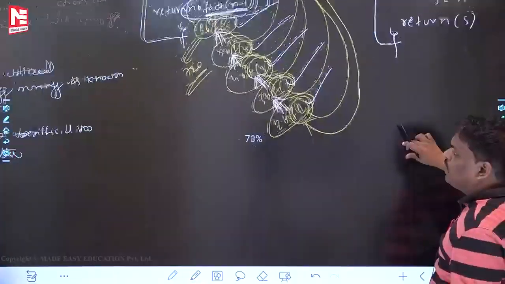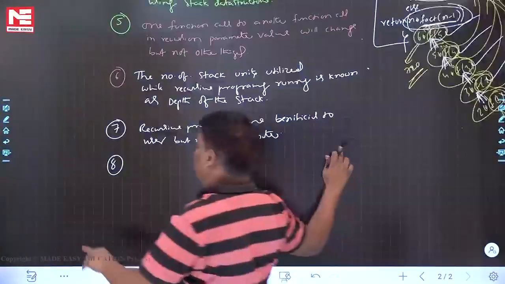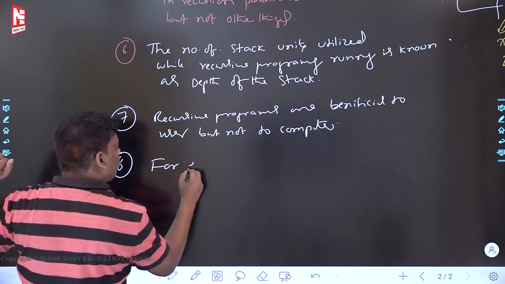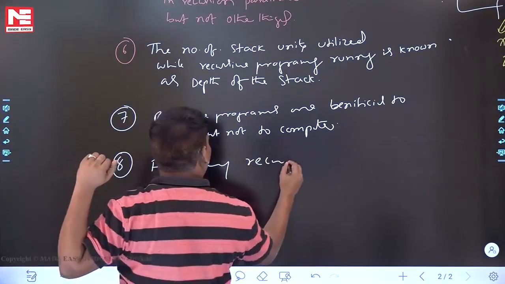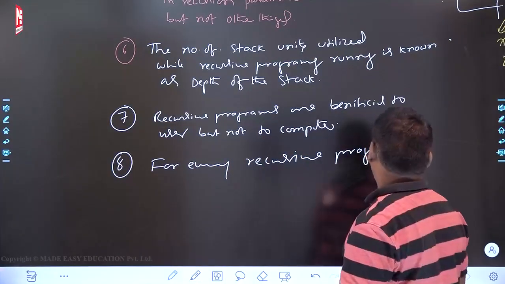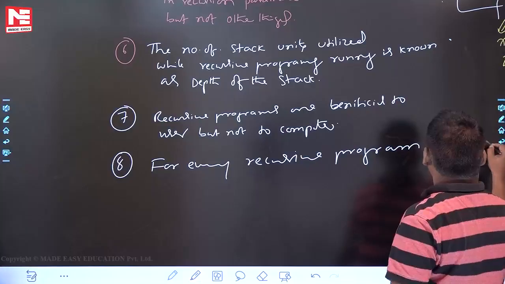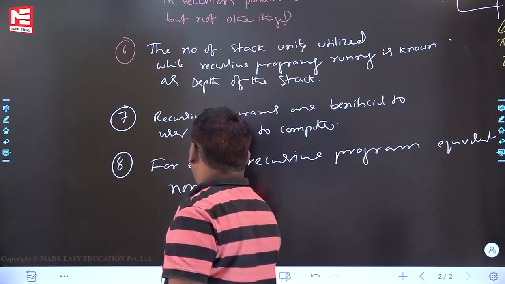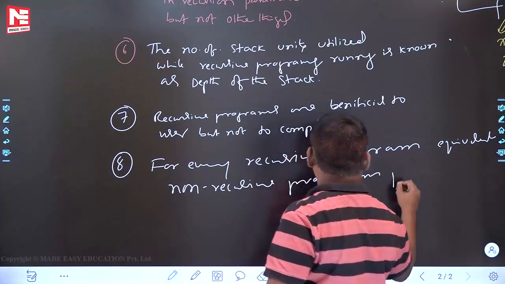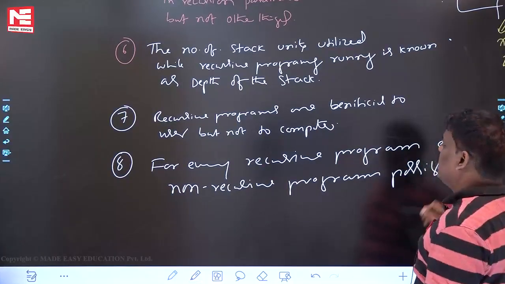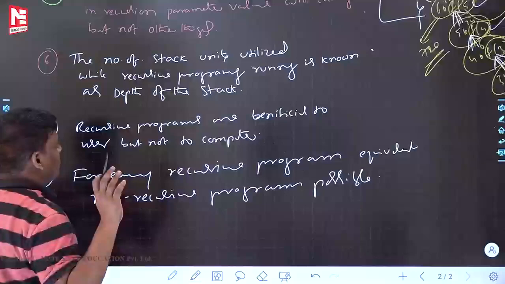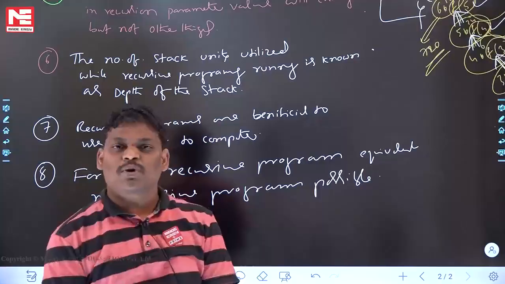I think by seeing this one, you can write one line. What is that? Every recursive program contains an equivalent non-recursive program. For every recursive program, an equivalent non-recursive program is possible. Right? Please be careful. Can you help me now? For every recursive program, an equivalent non-recursive program is possible. That is fine.